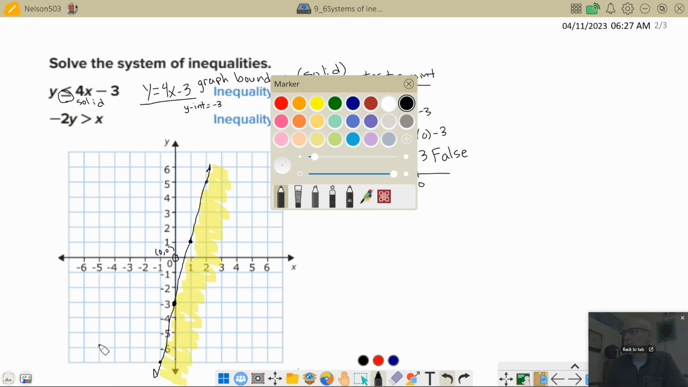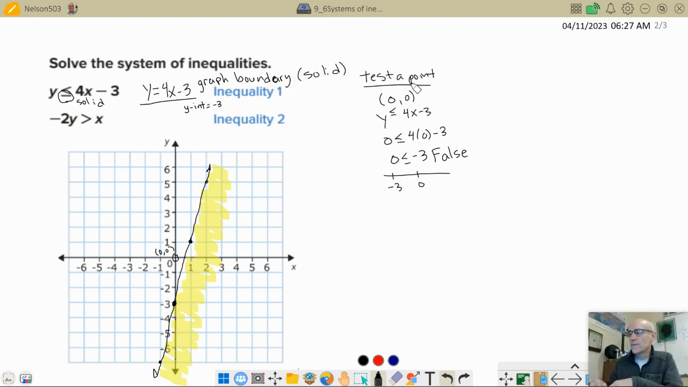Shoot, let me see if I can fix this here. Okay, so my line number 2 is -2y greater than x. But wait, I'm going to treat it like an equation, right? So I want that not to be an inequality right there. I want it to be an equal sign.